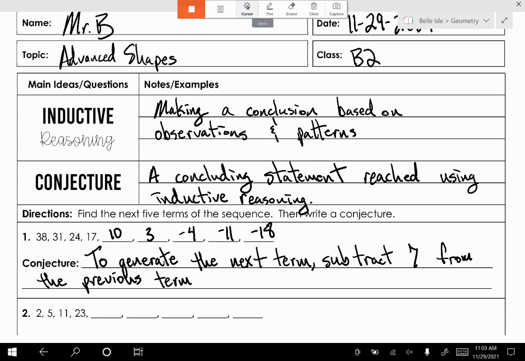Rocco. Would the next number in the pattern always be 7 less than the one before? Yes, I think so. Do we have to write conjectures in fancy writing? No. But being a bougie math student is always great. Okay, number 2.